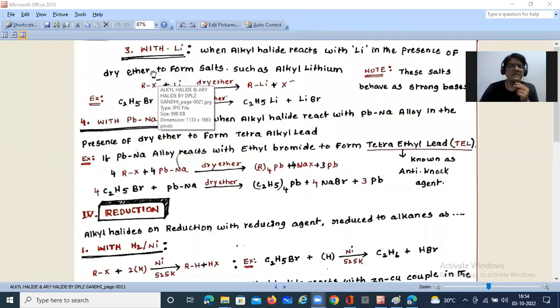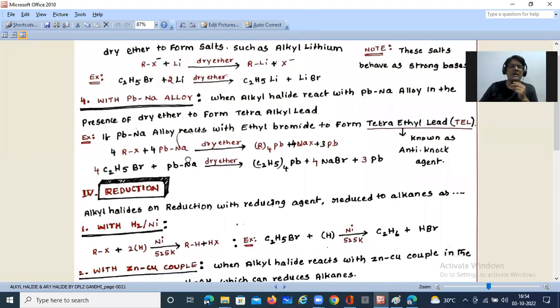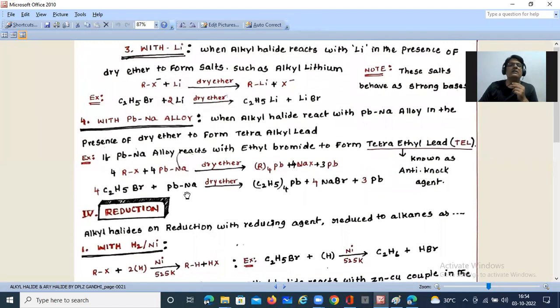Yes guys. Next, the third one, with lithium, after that lead sodium alloy. When alkyl halides react with lithium in the presence of dry ether, it gives compounds such as alkyl lithium. But don't forget, guys, the compounds obtained by this method can behave as strong bases. That means here C2H5Li is a strong base. Just look at this reaction once properly, then you can understand.